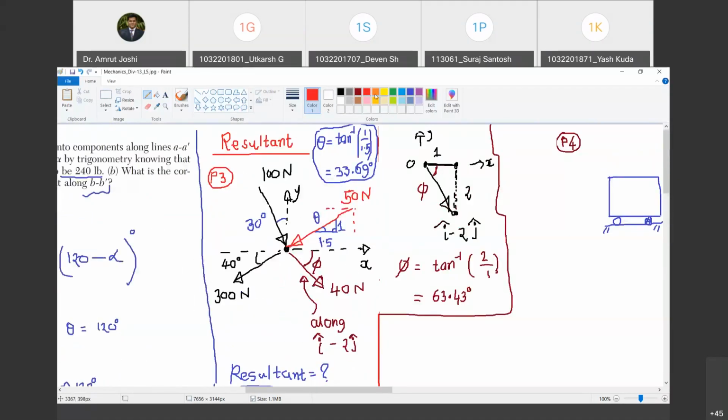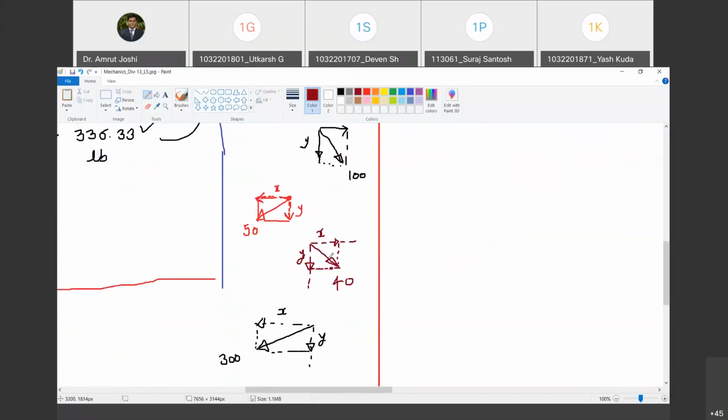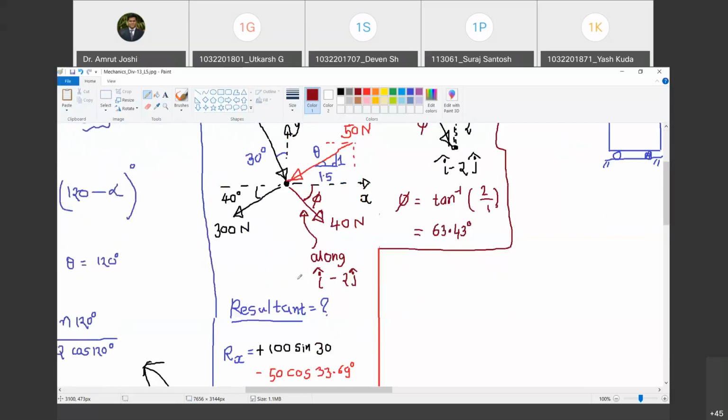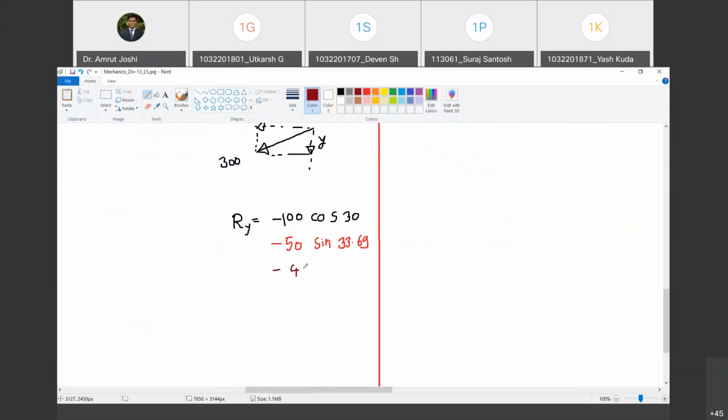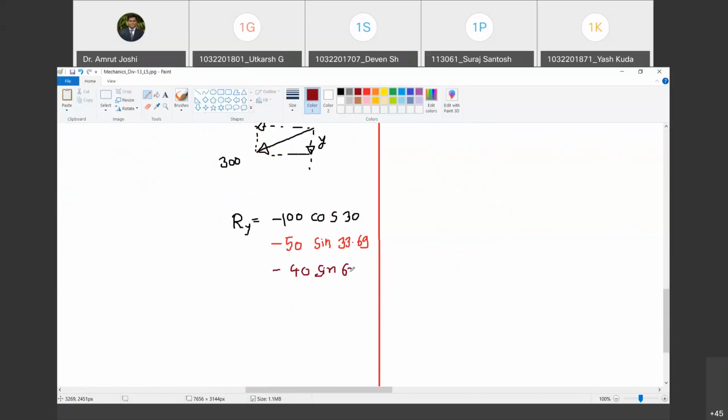Which is the third force? This force. What is the angle that it makes with horizontal, or with the x-axis? It is 63.43. So what will be its vertical component, cos or sin? Sin. Yes. So it is 40 sin 63.43. And what is its sign? Negative. So minus 40 sin 63.43. Happy? Yes.